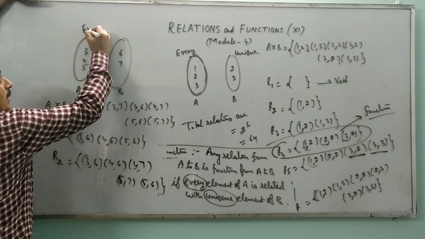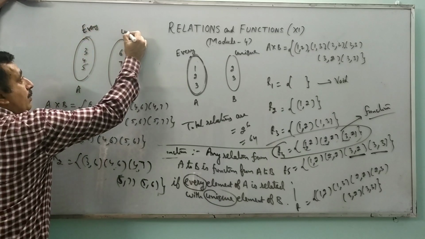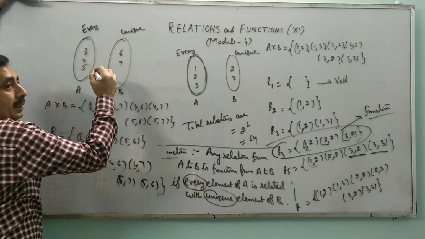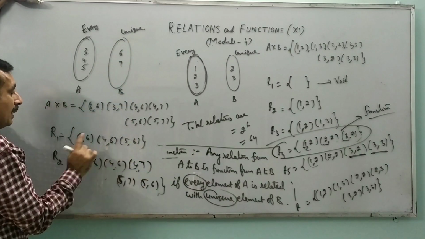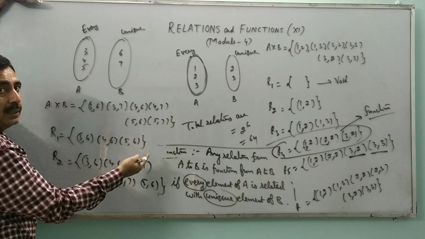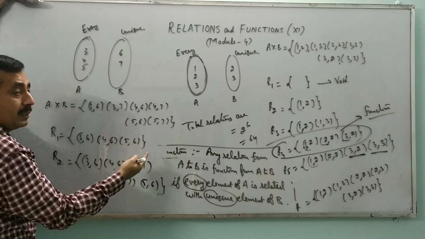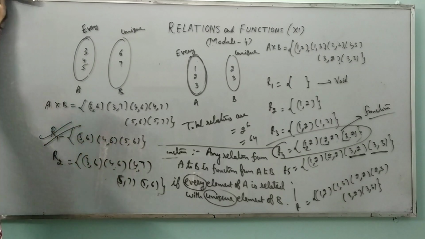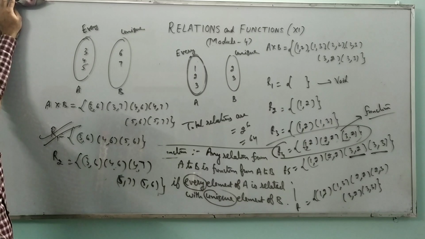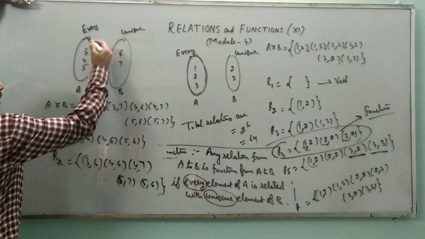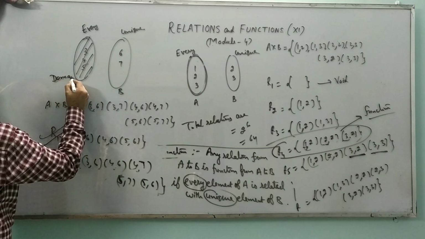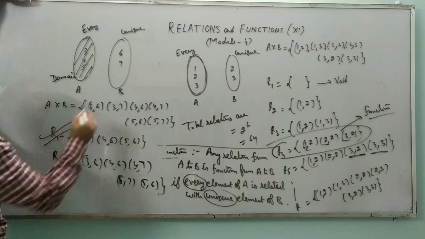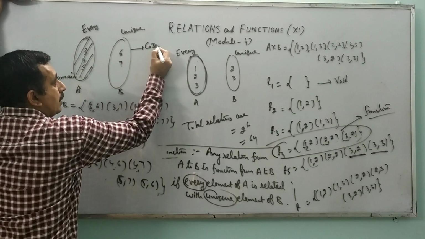If every element of A is related with a unique element of B, this number may be the same, this number may be different, but every element has a unique image, that relation is called function. And in the function chapter, this whole set is called domain, and this set is called codomain.